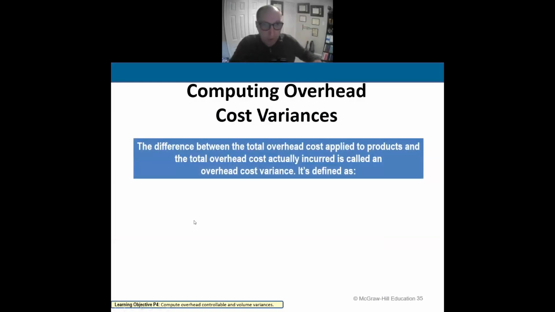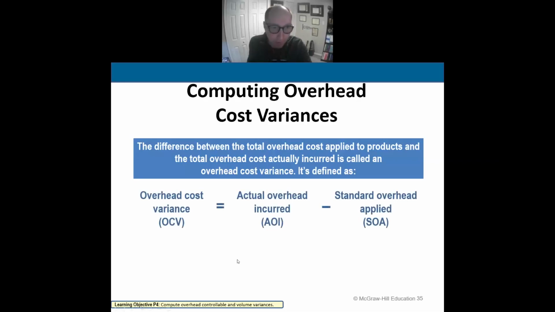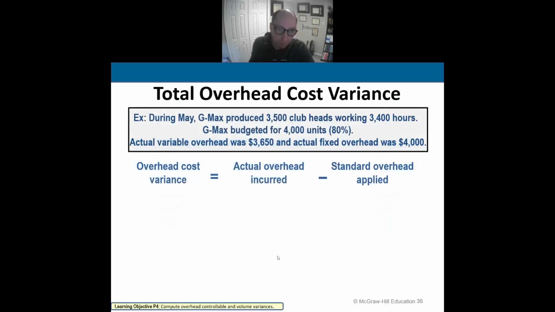As you know, a variance is the difference. That's what the word variance means. It means difference. And we found the variance for materials, the variance for labor. Now we're looking at the variance for overhead. To find the variance for overhead, we take the actual overhead incurred minus the standard overhead. Actual minus the standard gives us the variance.